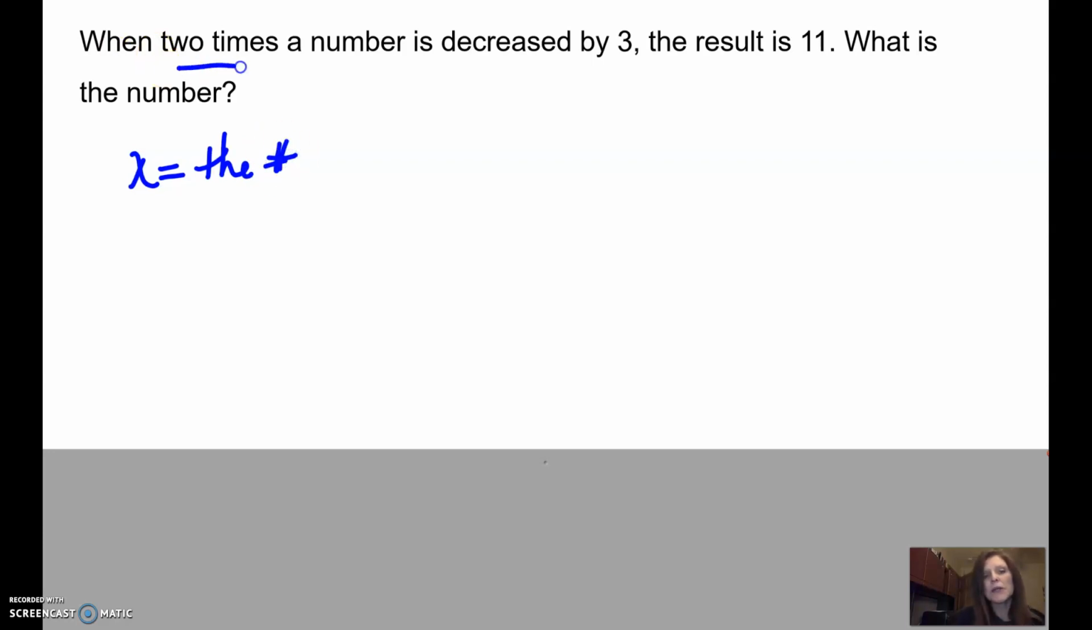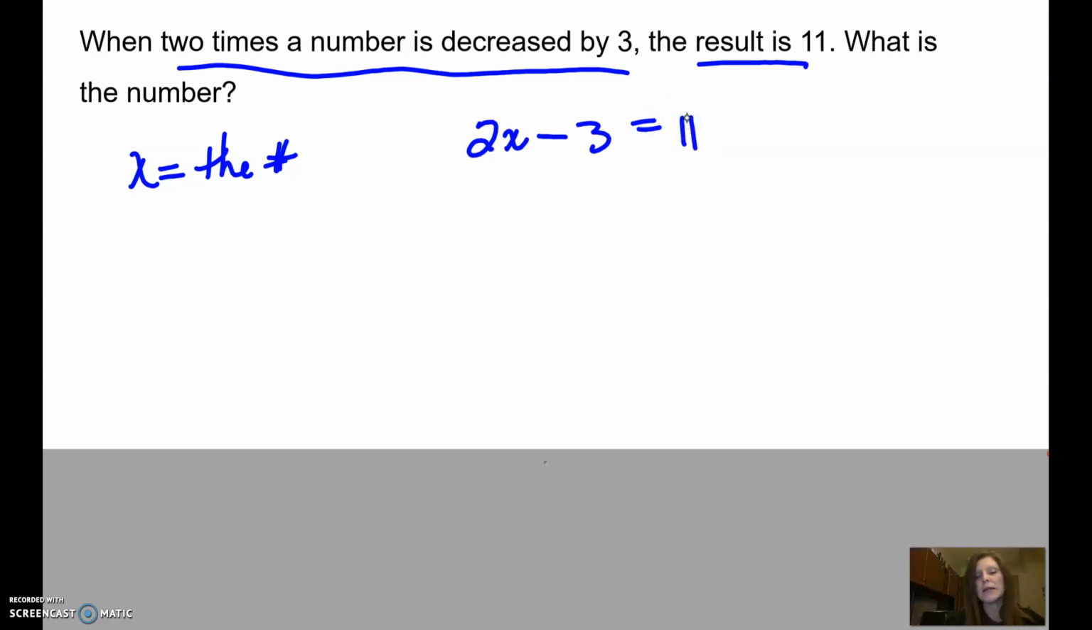Now I'm going to read this again and try to translate using those key phrases. 2 times a number, well, my number is x, times means multiply, so I would say 2x. 2 times a number is decreased by, so I'm subtracting from that. How much? It says decreased by 3. Result is, so answer equals, that means equals 11.